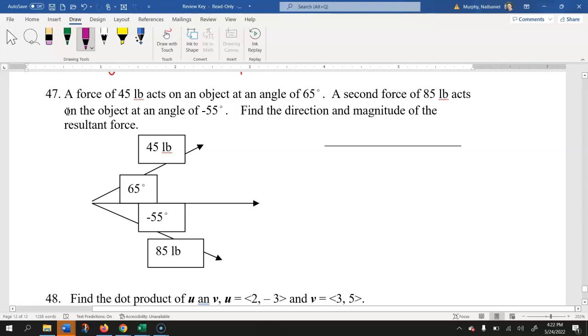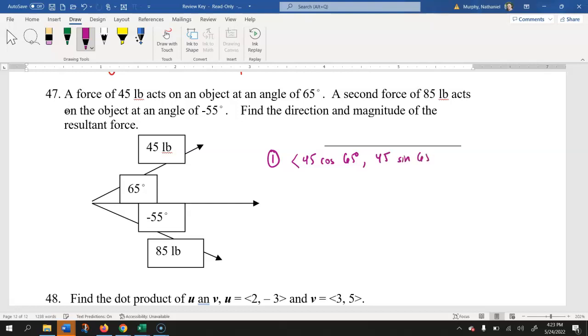All right, 47, it says a force of 45 pounds acts on an object at an angle of 65 degrees. A second force of 85 pounds acts on the object at an angle of negative 55 degrees. Find the direction and magnitude of the resultant force. First, we're going to find the component form for each of these two vectors. We know theta and our magnitude, so it'd be 45 times the cosine of 65 degrees and 45 times the sine of 65 degrees. On your calculator, we get 19.02 and 40.78.